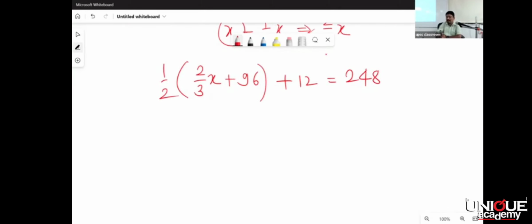So you just try to solve, you can get the value of x, or otherwise you can directly multiply 1 by 2 into each of these terms. So the 2 gets cancelled: x by 3 plus 96 by 2, that is 48. 12 has nothing to do with 1 by 2, so as it is, 12 is equal to 248.